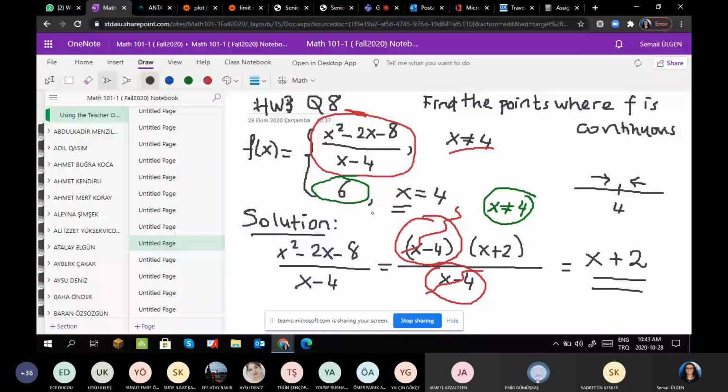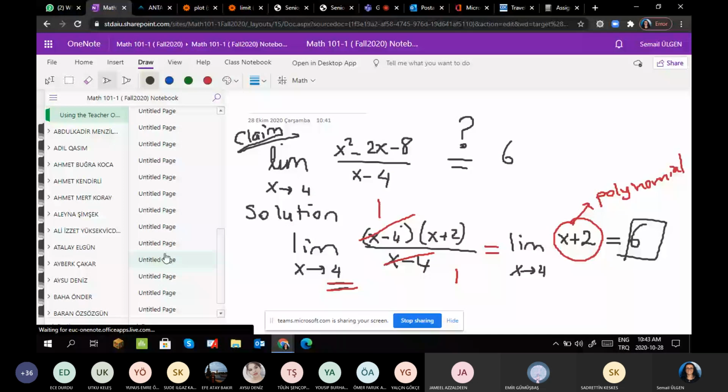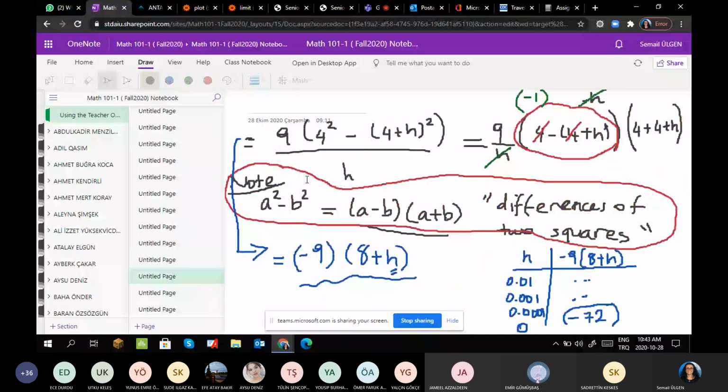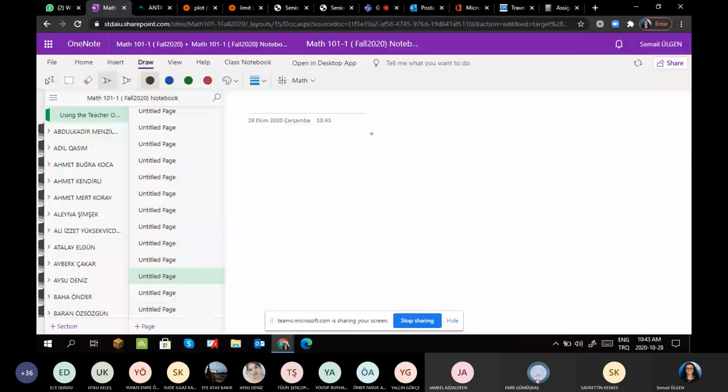All right. So we are going to say that, let's go back to it. New page. So I'm going to draw the graph of that. Let's write the result first. f of x is continuous.